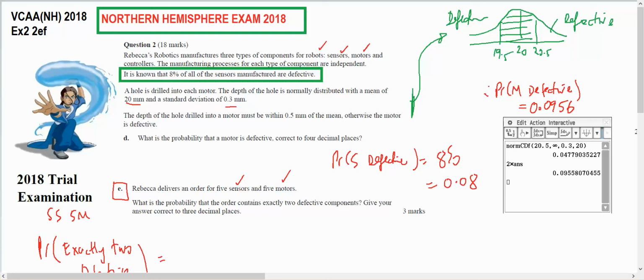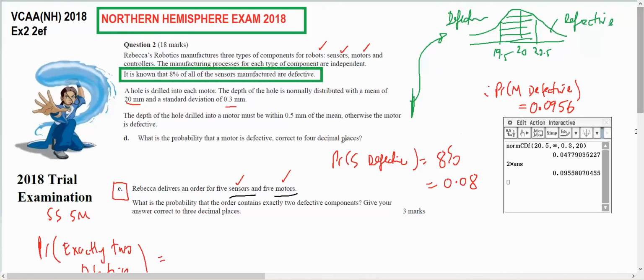This is for Year 12 Methods. It comes out of the VCAA Northern Hemisphere 2018 Exam 2 Question 2E. So we've got Rebecca's Robotics. She manufactures robots, sensors and motors. In E it's talking about sensors and motors being defective, and she ordered 5 of each and she's got exactly 2 of them.